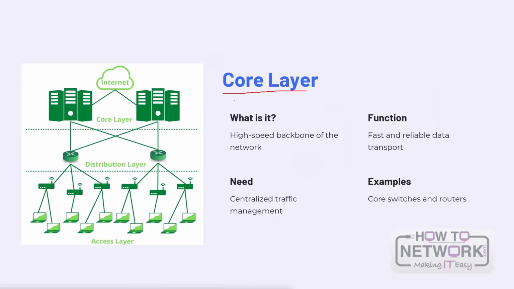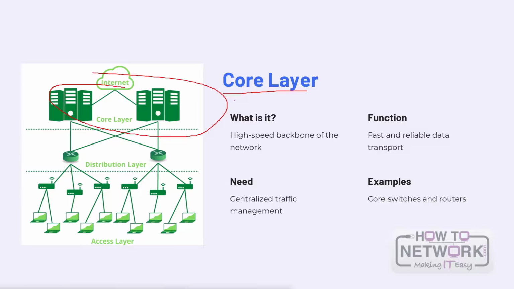First one is the core. So the core layer, which is in here, is the heart of the hierarchical network, serving as the high-speed backbone that connects various network segments, including data centers, branch offices, and remote users. It's responsible for transmitting large volumes of data quickly and reliably across the network. And the core handles the critical traffic flows, ensuring smooth and efficient communication within the network.